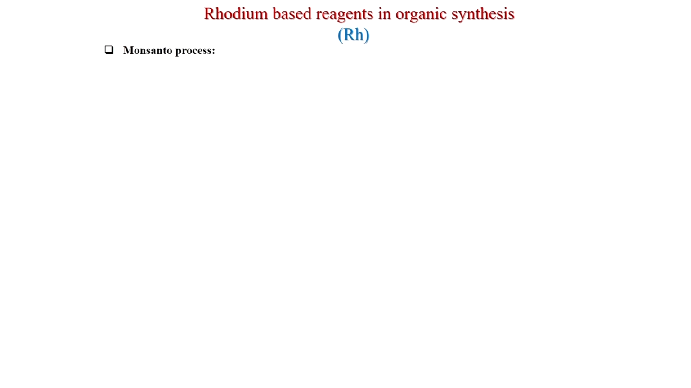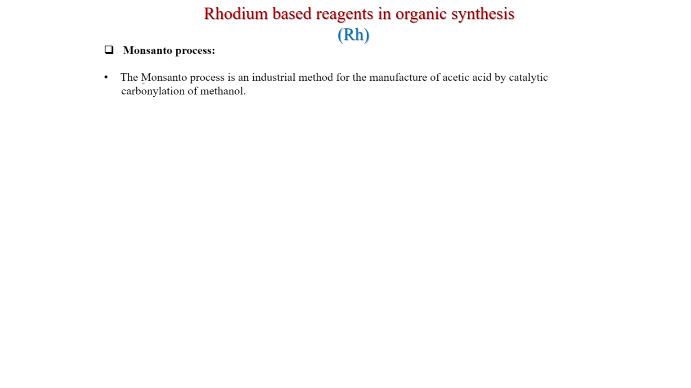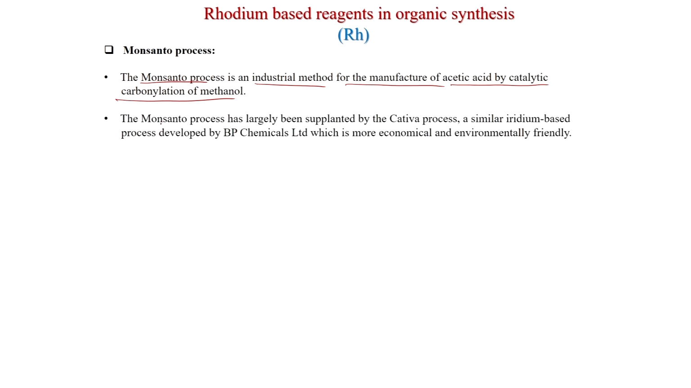So, first we will discuss the Monsanto process. The Monsanto process is an industrial method for the manufacture of acetic acid by catalytic carbonylation of methanol. So, this is the process for the manufacture of acetic acid from methanol. The Monsanto process has largely been supplanted by the Cativa process, a similar iridium based process developed by BP Chemicals Limited, which is more economical and environmentally friendly.